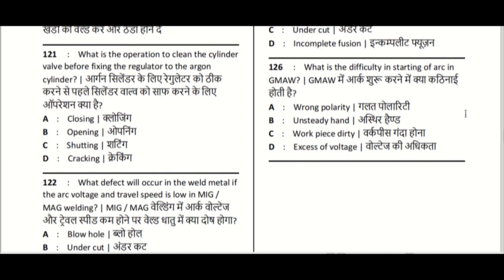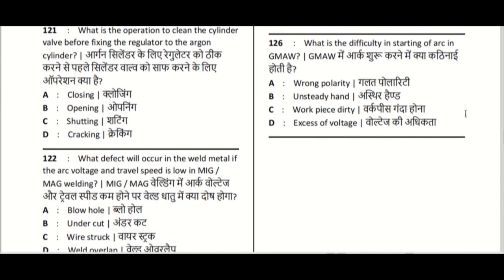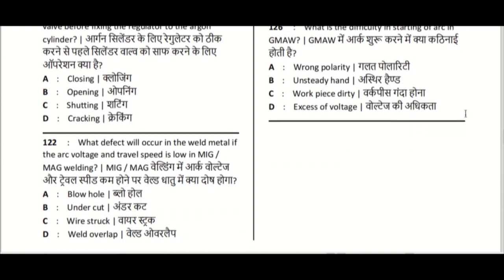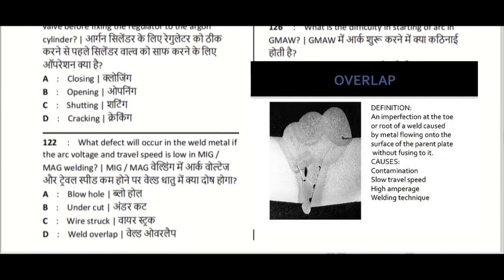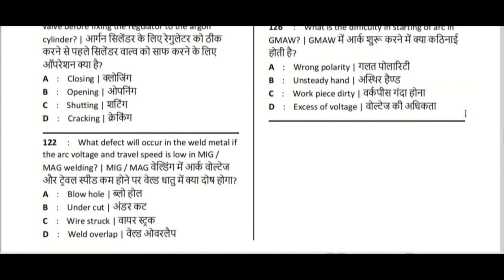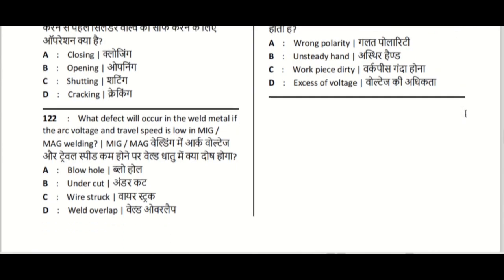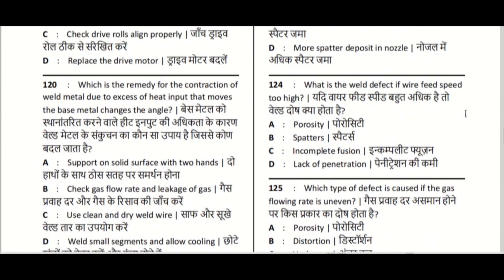What defect will occur in the weld metal if the arc voltage and travel speed are low in metal inert gas or metal active gas welding process? Arc voltage and travel speed are very low. That is, weld overlap defect will happen.